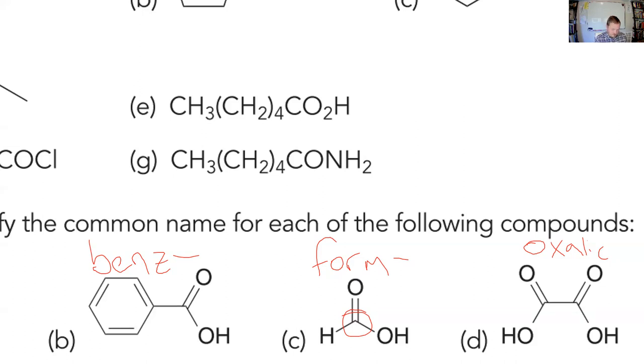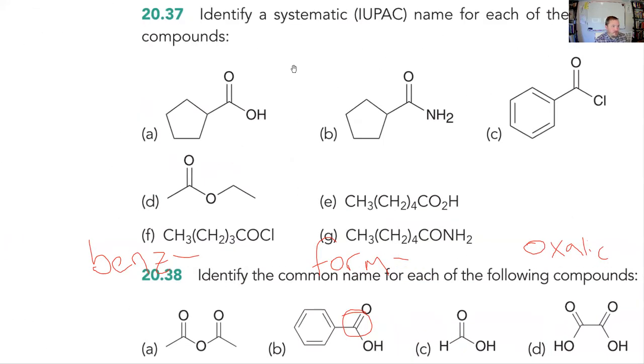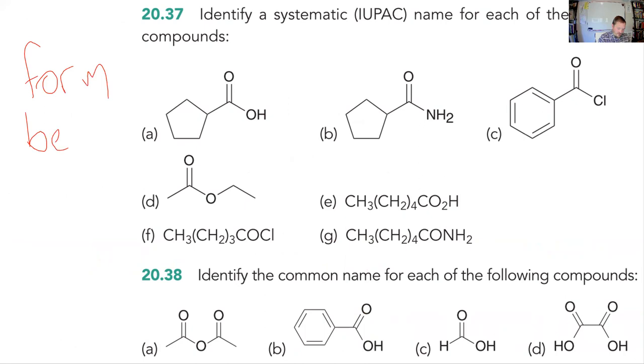Remember, if it's two carbons, it's an acetate or acetic acid or acetic anhydride or acetyl chloride. And so those are the three common prefixes that we see all the time. Form, benz, and acet. Beyond that, I don't care if you memorize common names, but those ones you probably want to have down because they show up all over the place still.